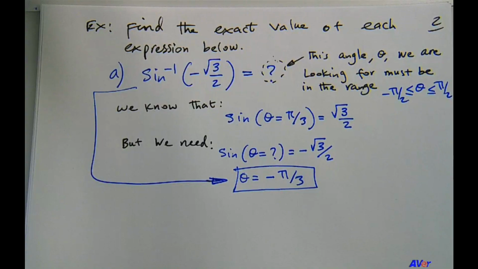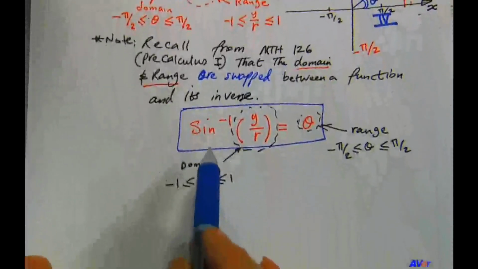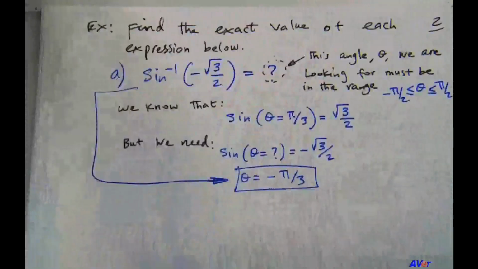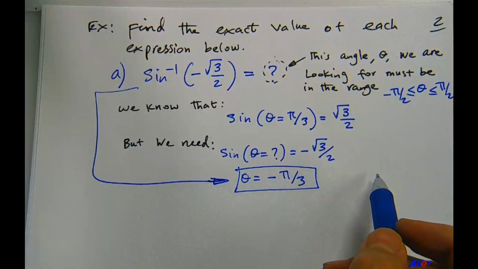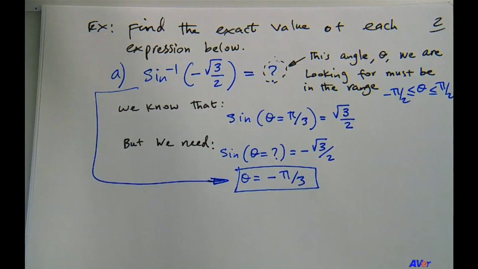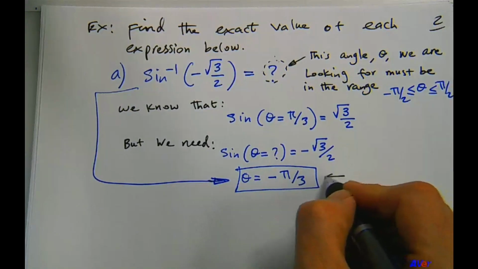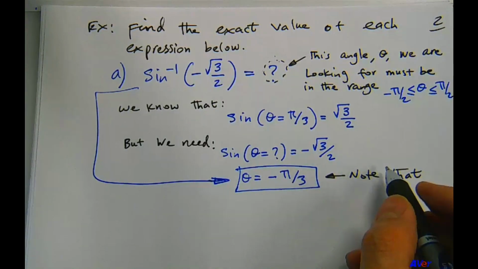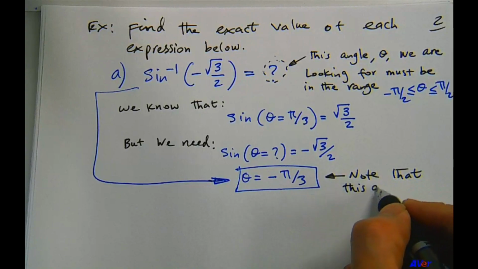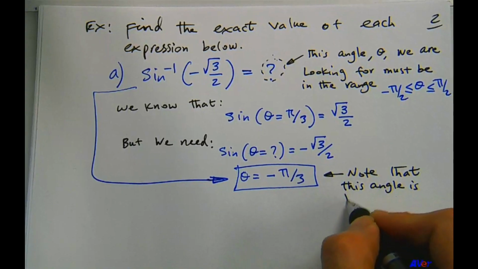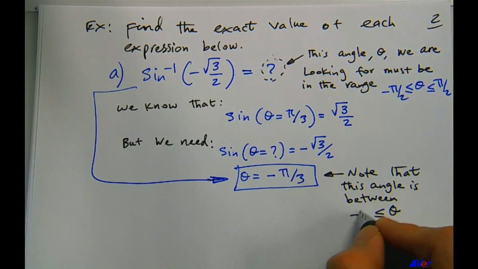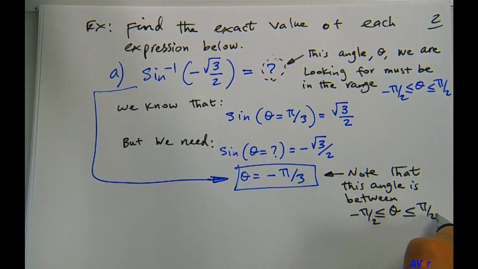And remember, whenever you have an inverse trigonometric function on one side, the other side is always an angle of some kind. Okay, so that's that. And I want to add, right at the very end, note that this angle is between negative pi over 2 and pi over 2. It must be that way.